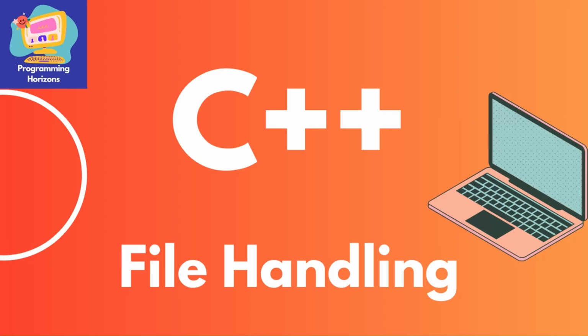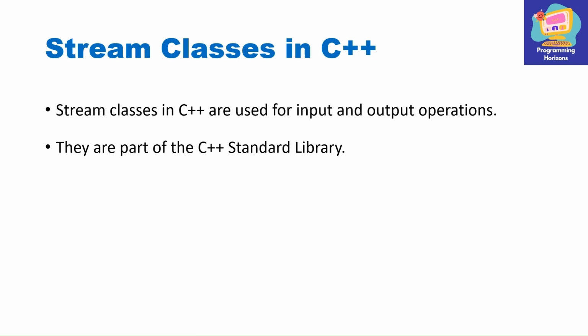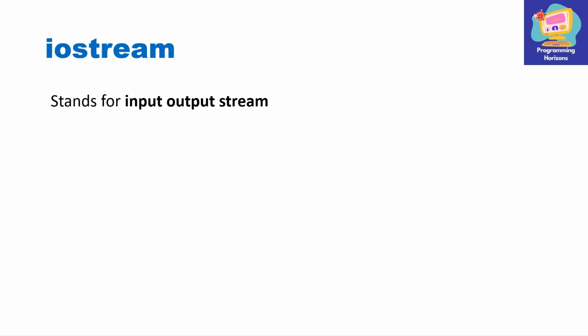Let us cover the basics of file handling in C++ in this video. Let us first see what are stream classes. Stream classes in C++ are used for performing input and output operations, and they are a part of the C++ standard library. For example, we have already studied about iostream, which stands for input-output stream.